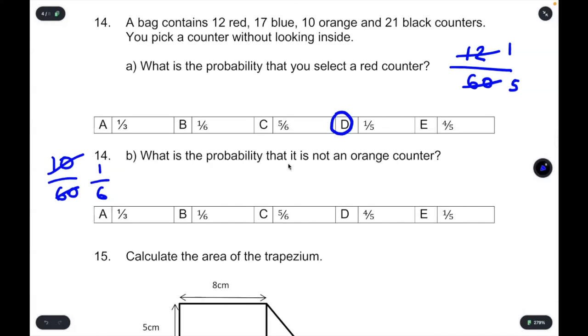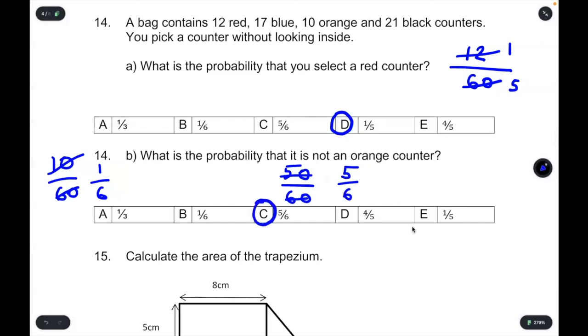We don't want it to be an orange counter. The probability of it not being an orange counter is all these other combinations. So the red, add the blue, add the black. In other words, the 50 out of 60 that are not orange, because 10 out of 60 were orange. 50 out of 60, again, we can divide top and bottom by 10 to be left with 5/6.